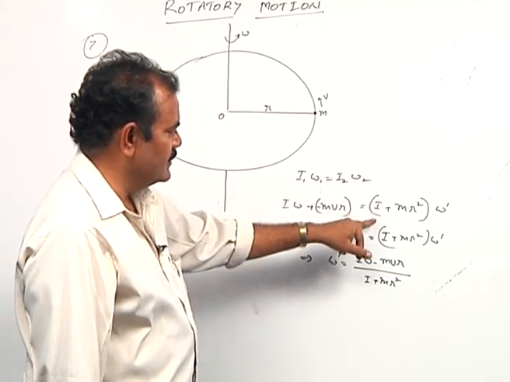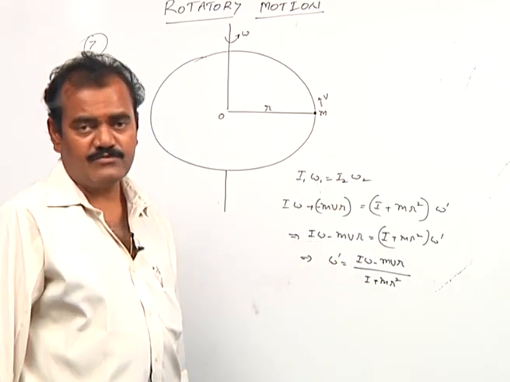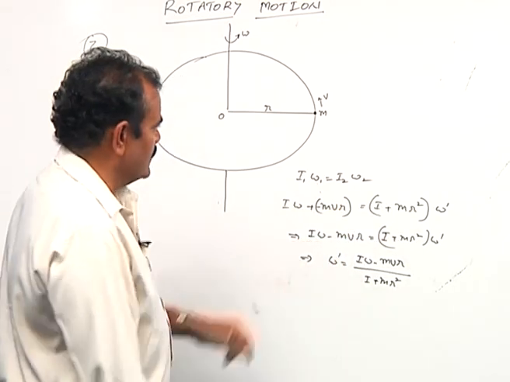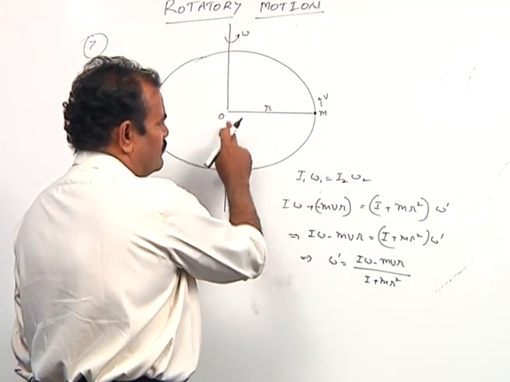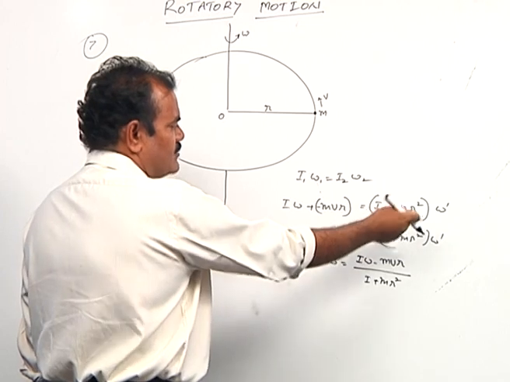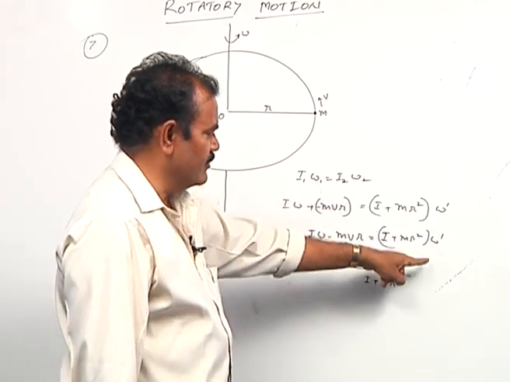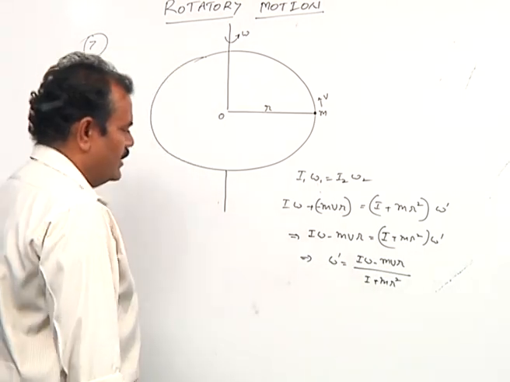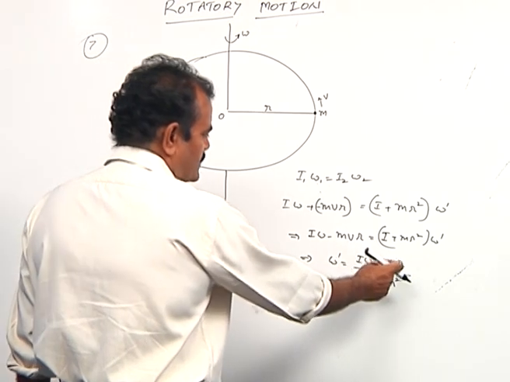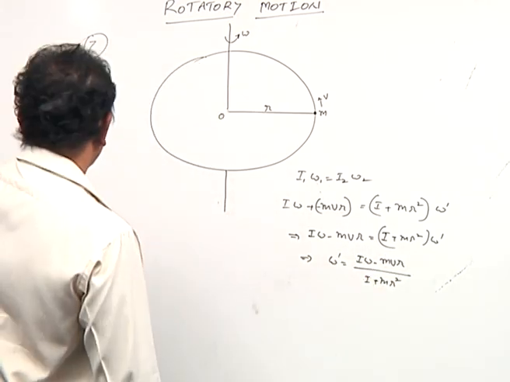Here it is nothing but the I, and again mr square is also there, because this cockroach is nothing but an object, and for its moment of inertia the general formula is mass into distance square. That's why mr square is here, and they have a common angular velocity. So omega dash is equal to I omega minus mvr by I plus mr square. Now the seventh problem is completed.